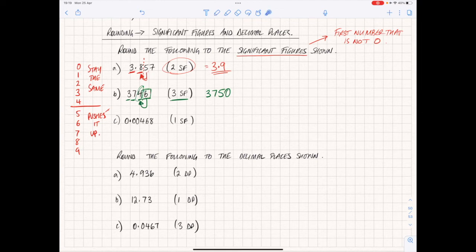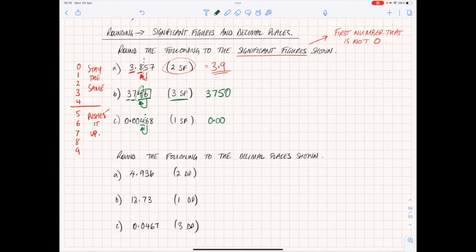So this doesn't count, this doesn't count, and this doesn't count because they are all zeros, which means the first significant figure here is this one. So you do the same thing, underline it, draw a dotted line. How does the 6 affect the 4? It pushes it up. So it now becomes 0.00.